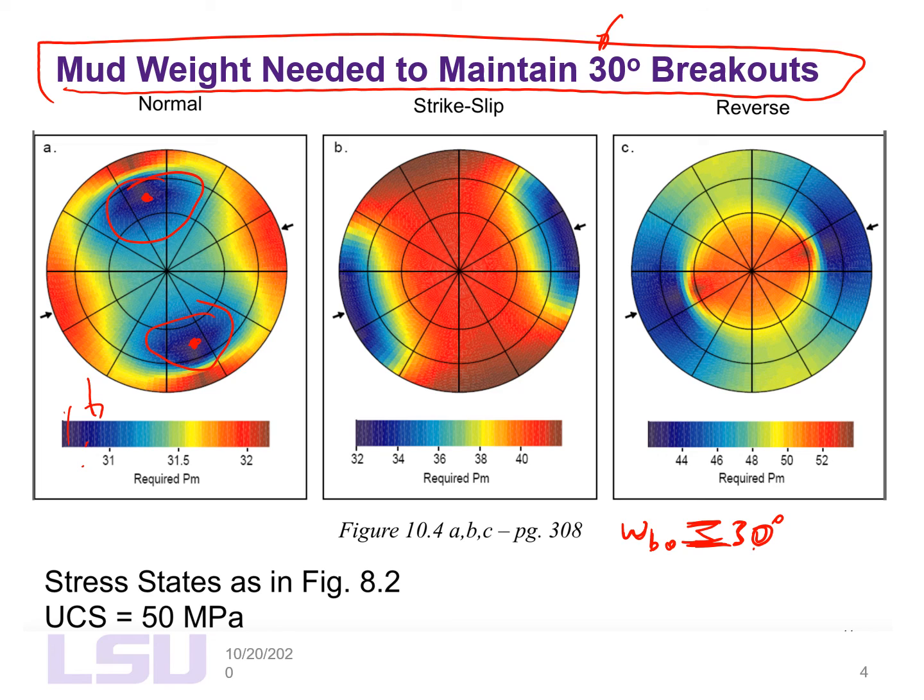All of this analysis is the initiation of the breakout, right? It doesn't deal with how the breakout propagates deeper into the formation. But if you don't initiate the wellbore breakout in the first place, then you wouldn't have the problem of propagation. So that's the real importance of this. And the interpretation of these other orientations are as discussed before, right? So you want to drill in this direction if you're going to keep your mud weight at this value or less. And that will ensure even when you initiate breakouts, they will be at 30 degrees or less.